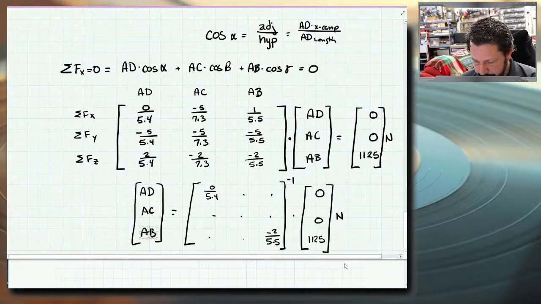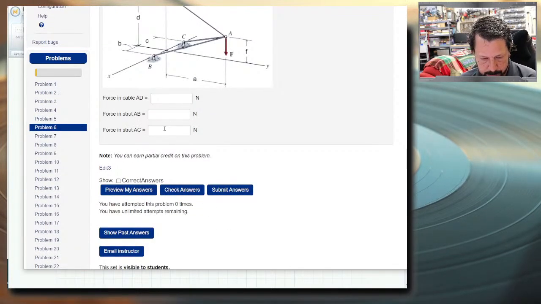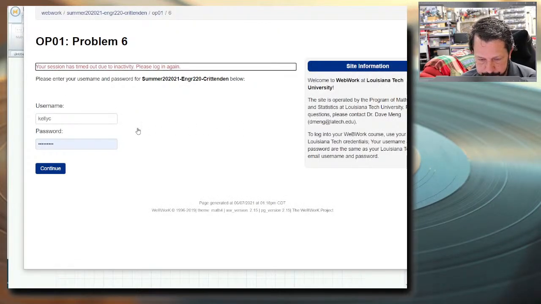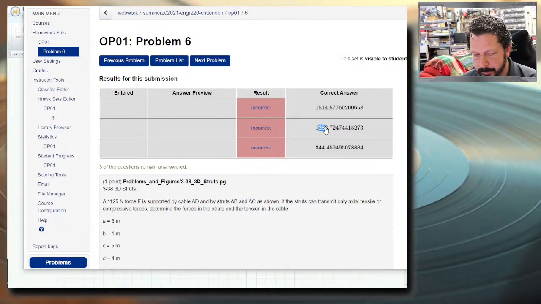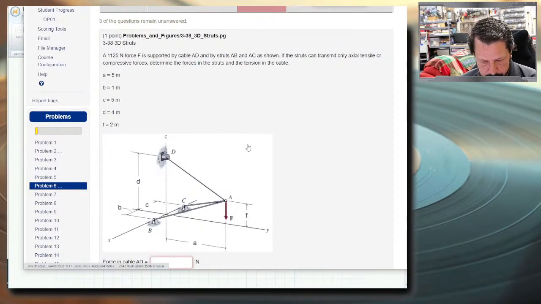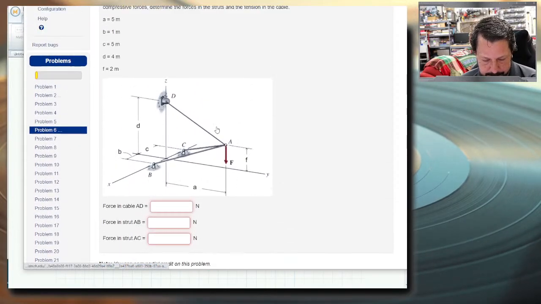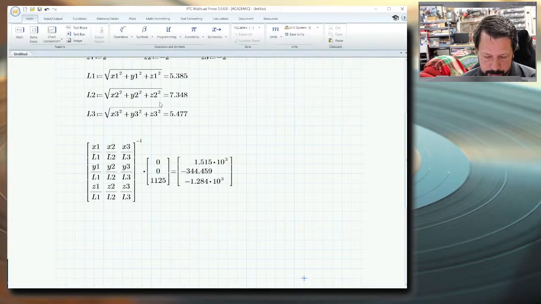I guess I should check, that's a little scary, but I should check to see if WebWork actually agrees with these numbers. Let's see. Are they in the same order? AD, AB, and AC. Oh, gotta log in again. Yeah, those are the same numbers. Now, they didn't bother to put the negative signs on these two, which they should have, but I guess that's fine. But they technically are negative forces the way we drew them anyway. So WebWork doesn't seem to care in that one instance if they were positive or negative.